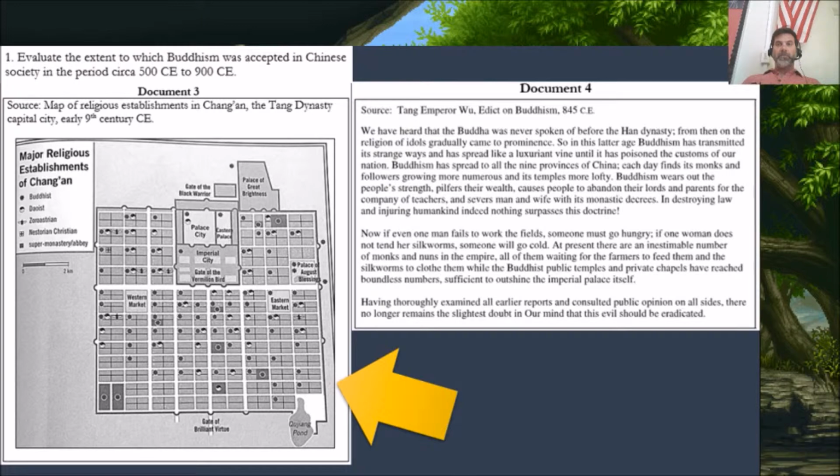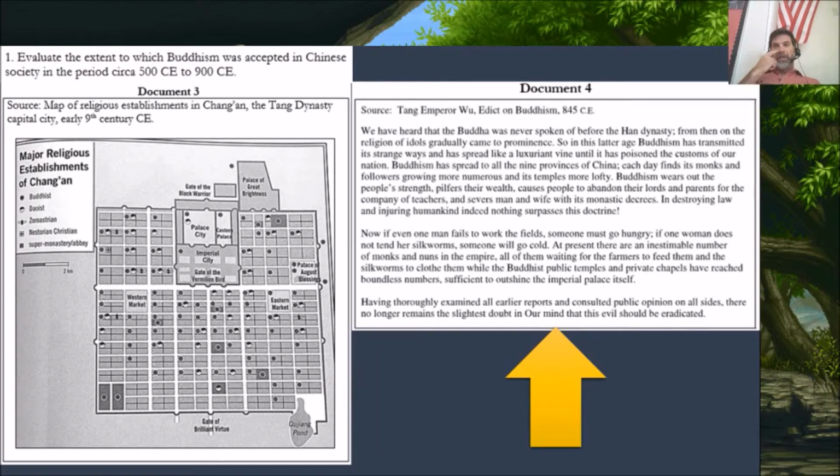And then document 4 is an edict on Buddhism by the Tang Dynasty Emperor Wu, written in 845 CE. An edict is basically just like a law put forth by the emperor himself. In this, he also agrees with the author of document 2 that Buddhism is foreign, it's not really Chinese, it undermines and weakens Chinese society, and that it should be eradicated. So this is the emperor turning against Buddhism even after it has become quite popular apparently in Chinese society.